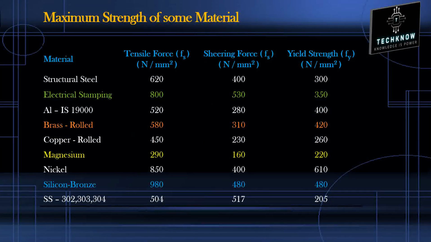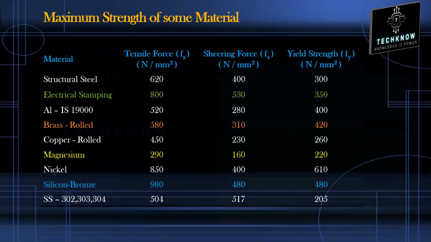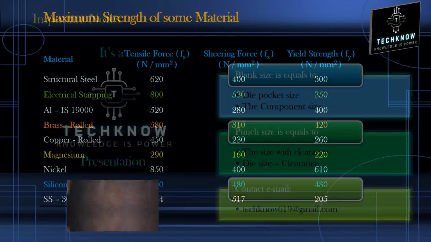Maximum strength of some materials. Tensile force, shearing force, yield strength: structural steel 600, 2400, 300; electrical stamping 853, 350; AL, IS 19005 202, 80400; brass, rolled 5 803104, 20; copper, rolled 4 502 302 60; magnesium 2901 60220; nickel 850 461; silicon bronze 98484; SS-30 23034; 504 517 205. It's a TechKnow presentation.